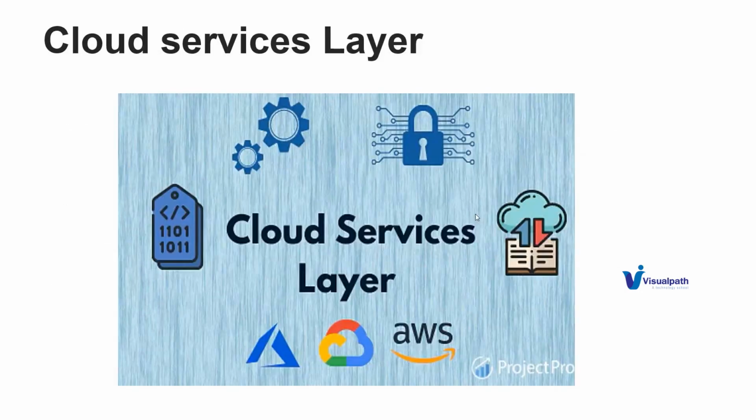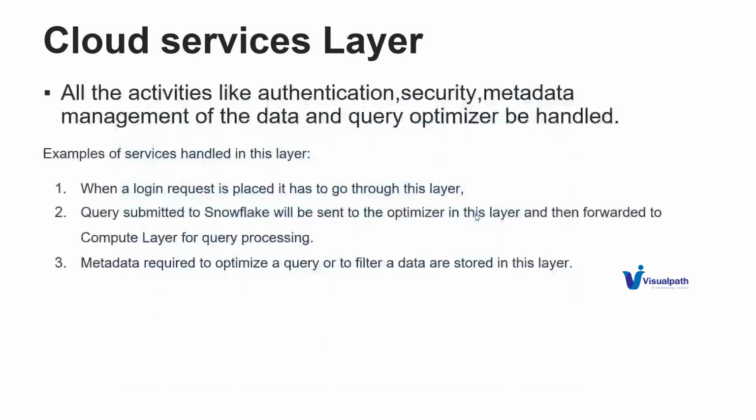We'll move to the cloud services layer. This cloud services layer, work-wise, is exactly opposite to the database storage layer and query processing layer. The database storage layer deals with the data, only storage will happen. The compute layer again deals with the data, but it is processing and manipulation of the data. So these two are completely related to the data only. But now for the cloud services layer, if everyone does the work related to data, who will do the other activities? The cloud services layer will do the other activities.